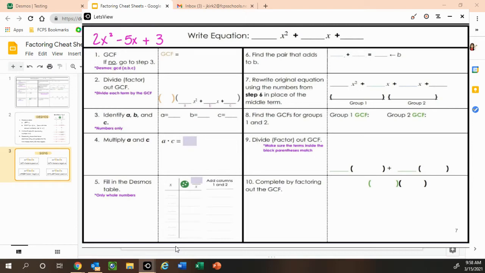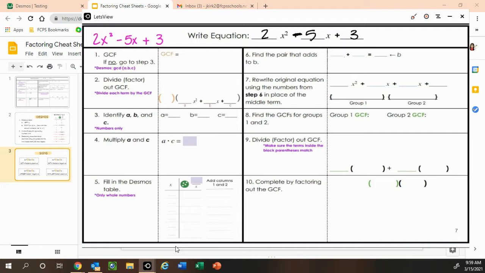Alright guys, what's up? So in this video, we are going to be using our lovely 10-step factor chart to simplify and factor this expression. I want you guys to really get in the habit of, when you are given an expression like this, filling in the numbers. So we have a 2x squared minus 5x plus 3. All right, let's get into it.